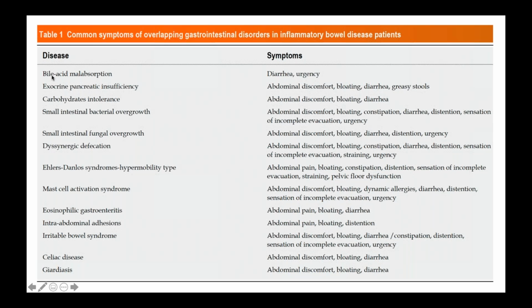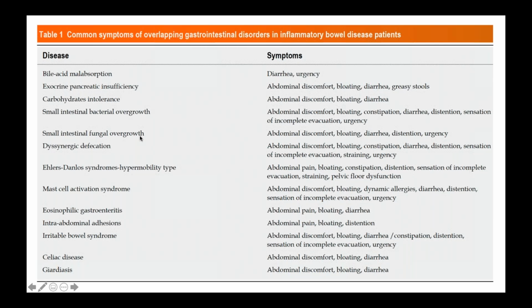You can see bile acid malabsorption. Symptoms are commonly diarrhea or urgency. Exocrine pancreatic insufficiency: symptoms are often abdominal discomfort, bloating, diarrhea, or greasy stool. Carbohydrate intolerance: abdominal discomfort, bloating, diarrhea. SIBO: abdominal discomfort, bloating, constipation, diarrhea, distension, etc. Small intestinal fungal overgrowth: abdominal discomfort, bloating, diarrhea, distension, urgency, etc.